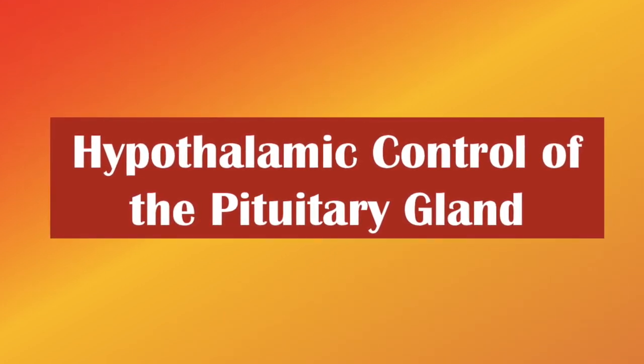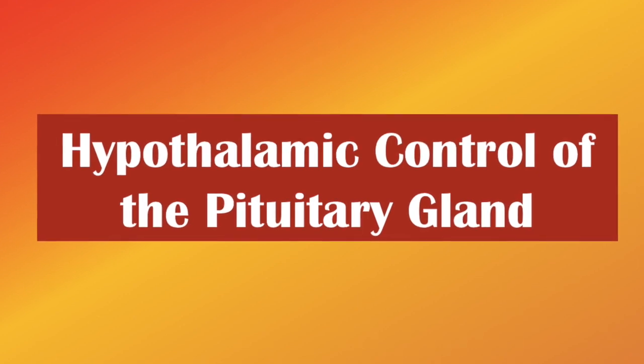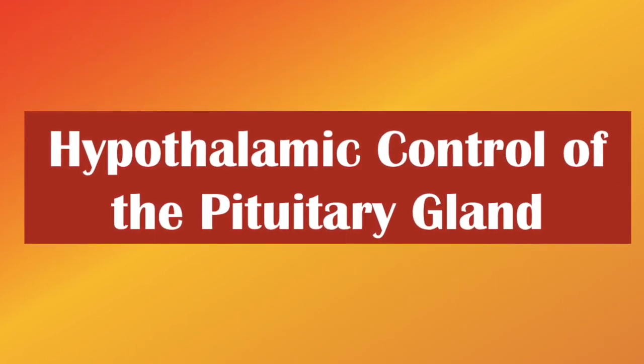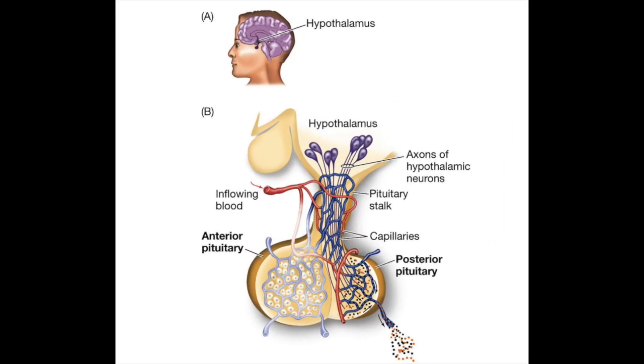My name is Philip, and today you'll be learning about hypothalamic control of the pituitary. Alright, well let's get started. The pituitary gland is divided into the posterior and anterior pituitary. The hypothalamus controls both the anterior and posterior pituitary in two different ways.